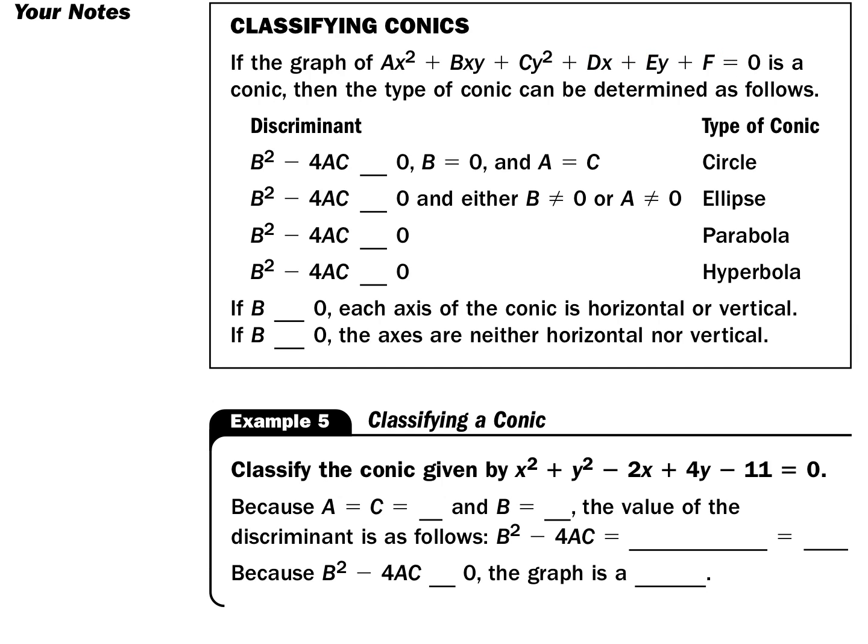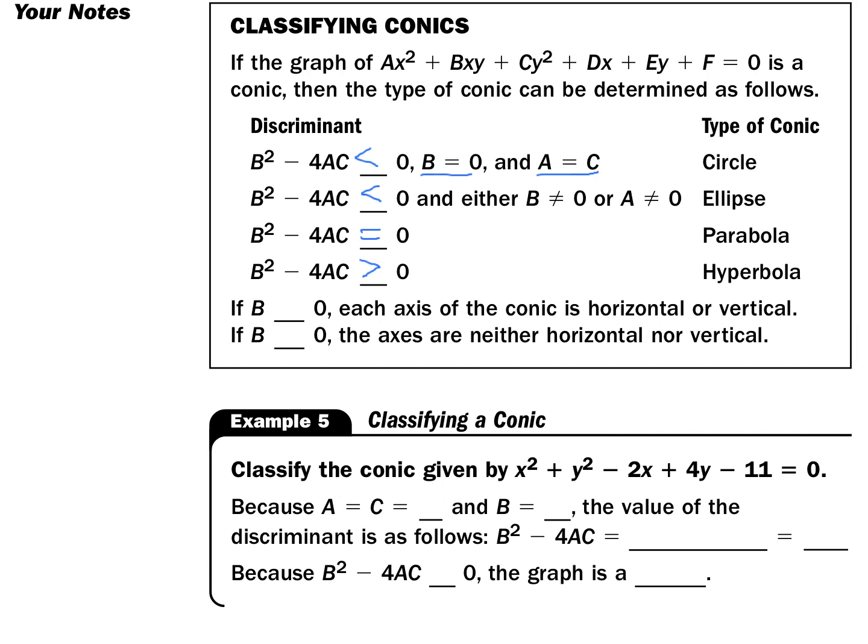Okay, what we're concerned with in order to identify the conic is the discriminant, b squared minus 4ac. So if b squared minus 4ac is less than 0, and b is equal to 0 and a is equal to c, then it's a circle. If b squared minus 4ac is less than 0 and either b is not equal to 0 or a is not equal to c, it's an ellipse. And if b squared minus 4ac is equal to 0, it's a parabola. If b squared minus 4ac is greater than 0, it's a hyperbola.